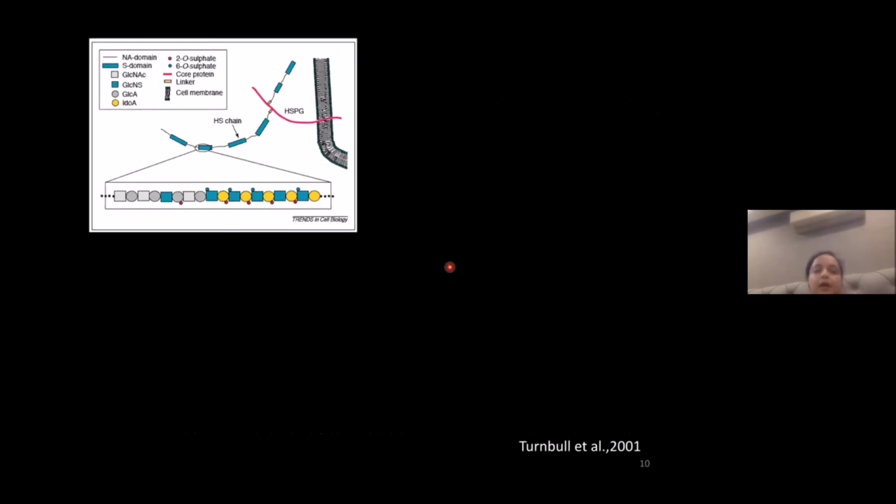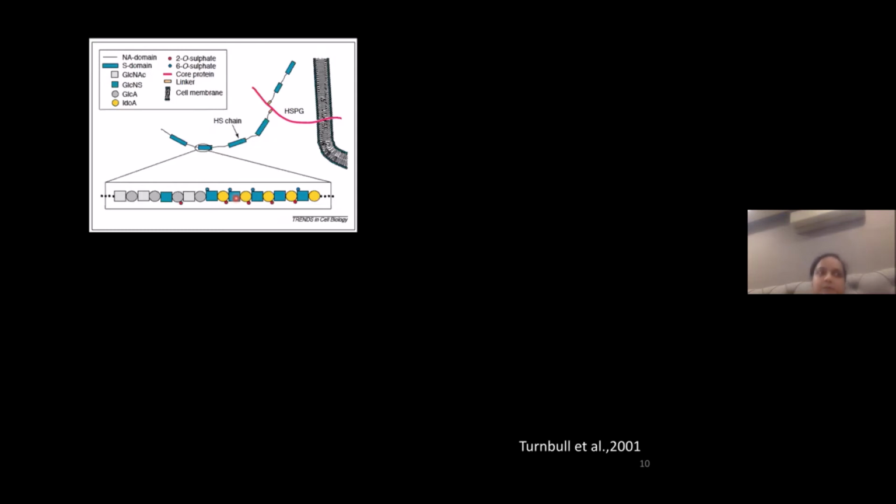And briefly, HSPG consists of a core protein, as you can see here, which is bound to the plasma membrane, and to it are attached chains of sugar. And the sugar, or the HS chain, is not a simple chain of sugar. It consists of alternating residues of N-acetyl glucosamine and N-sulfated glucosamine. And the most interesting part is that these chains may be selectively sulfated at various points. The sulfation takes place at various residues of these sugars, either at the 2-O position, a 2-O sulfate, or a 6-O sulfate. So that gives the HSPGs the potential of having a lot of heterogeneity in their structures.